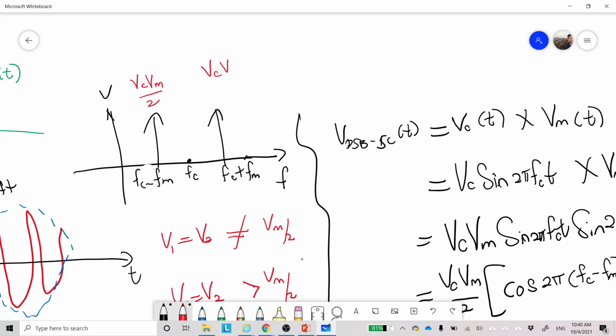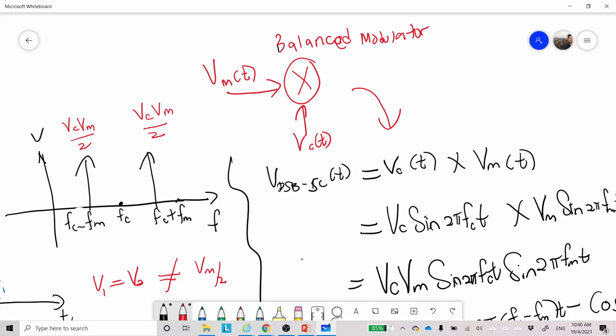Okay, so we have the input here. So this is VMT. This is VCT. Okay, so you see that here is the X sign. This is the X symbol. So that's why you need to do the multiplication process. So that's why at the output you're going to get the VDSB as a function of time.